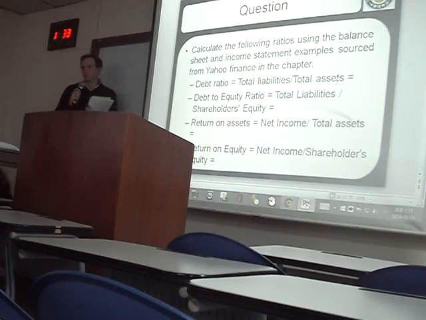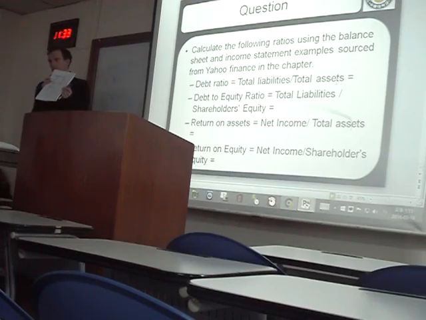So we should be able to do this. It's just a case of looking at the balance sheet, right? Finding our total assets. Total assets is written here, okay? And then dividing that by our total liabilities. Total liabilities is written here, right? So what's the answer to the first one?